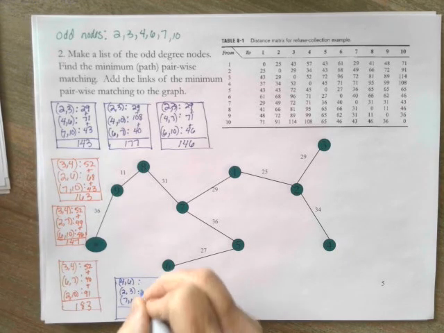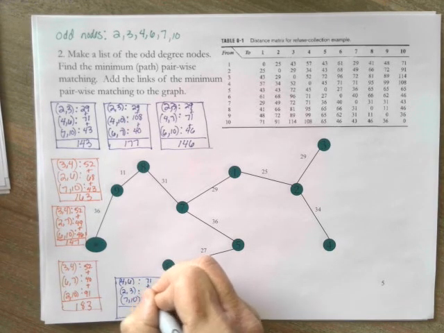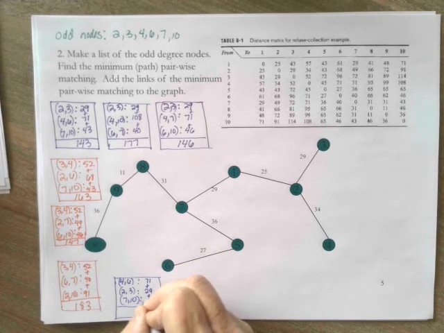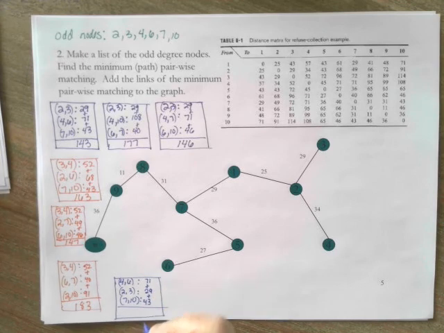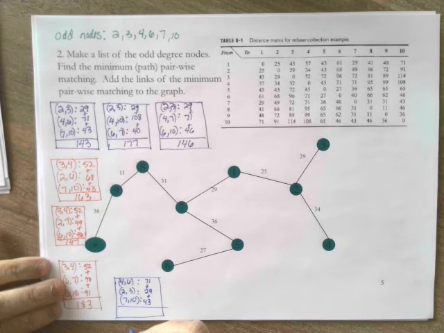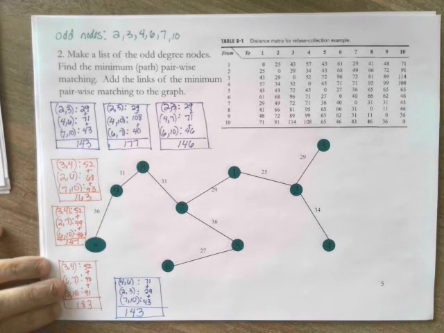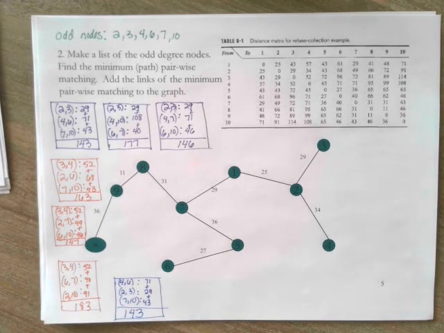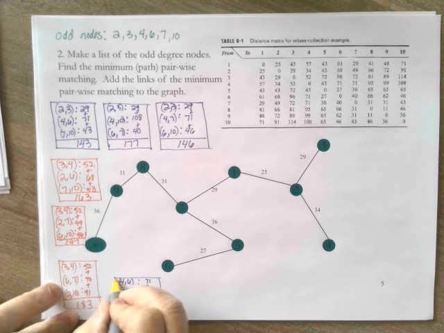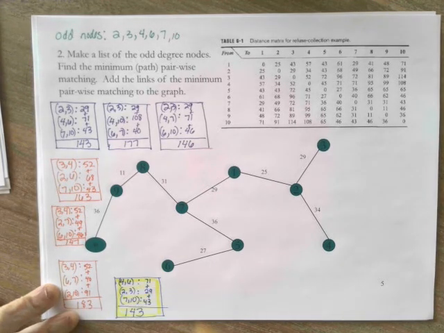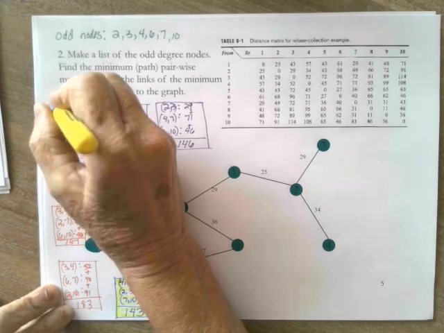So 4 to 6 will be 71, plus 2 to 3, which is 29, plus 7 to 10, 43, and that will be 143. Well, look what I just did. This is what I mean by double dipping. This here, I'm just going to highlight it in yellow, is exactly what I originally did up here.